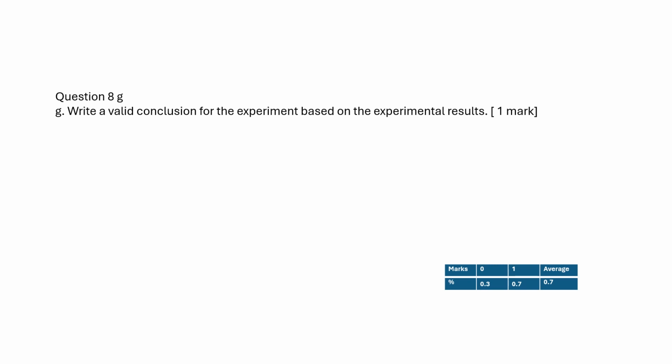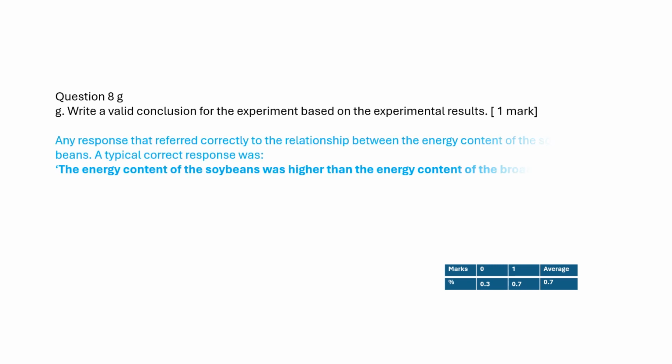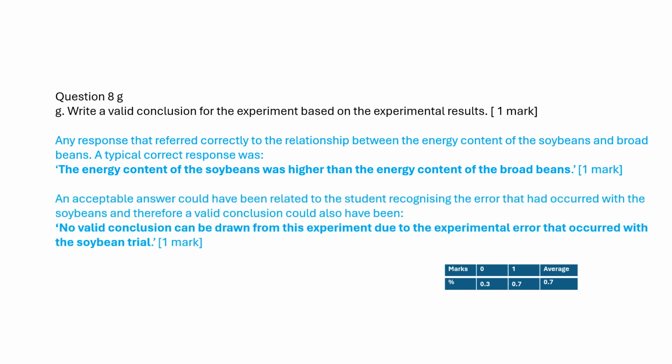The energy content of soybeans is 18 kilojoules per gram, and that of broad beans is 8 kilojoules per gram. So, the energy content of the soybeans was higher than the energy content of the broad beans. Also, it is an acceptable answer that no valid conclusion can be drawn from this experiment due to the experimental error that occurred with the soybean trial.